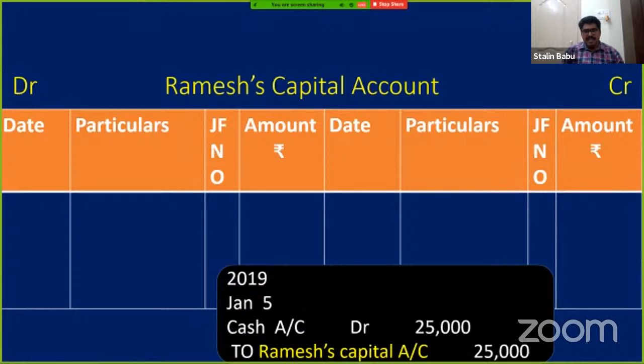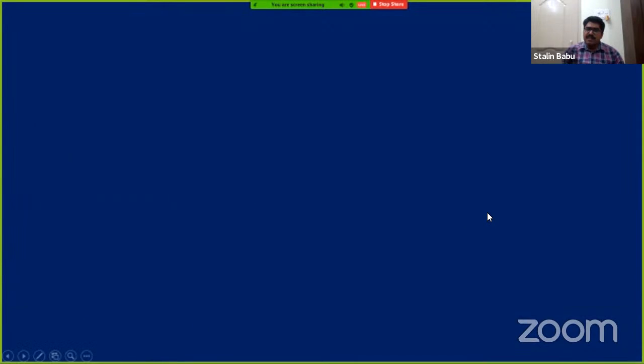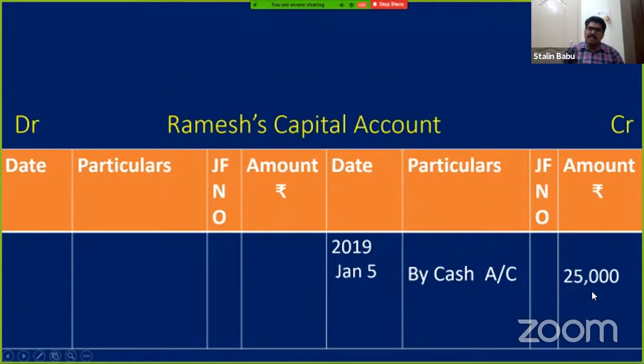On the credit side, we write the date in the date column. In the particulars column, we are writing on the credit side, so we have to take the debit account name. What is the debit account name here? Cash account. By cash account, and enter the amount in the amount column. 2019 January 5th, by cash account, 25,000. This is the second account.